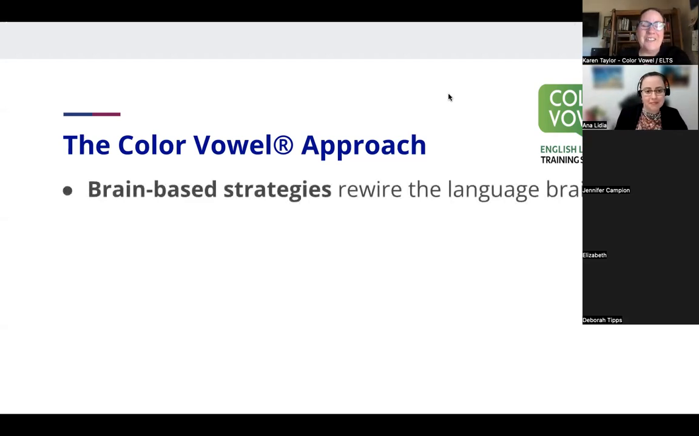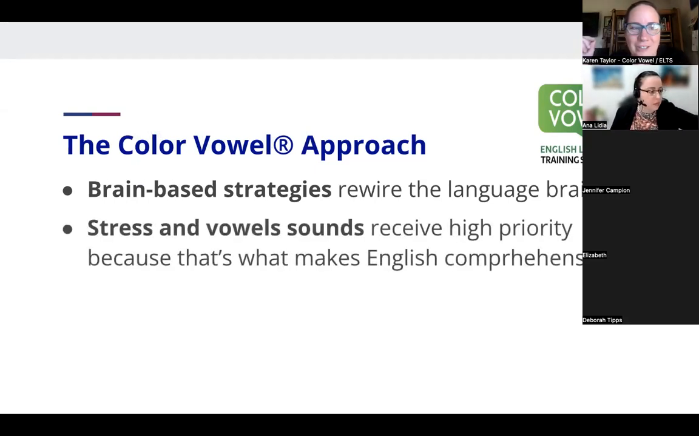Great. All right. So the color vowel approach, when I talk about color vowel, it is a thing. It's this chart, but it's also a set of brain-based strategies that rewire the language brain. We use the body. We harness parts of the brain that are not linguistic. We work with other parts of the brain that I'll share with you, but it is this set of strategies in addition to the object you look at and touch and use.